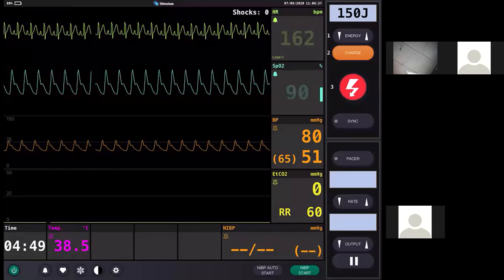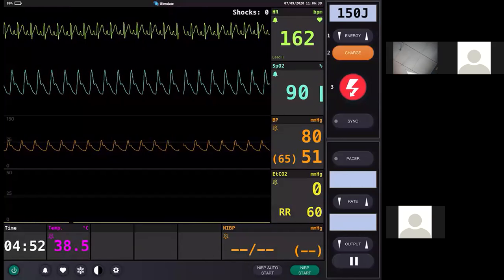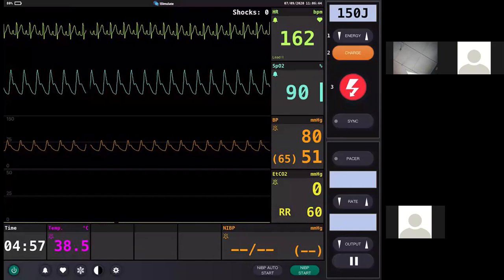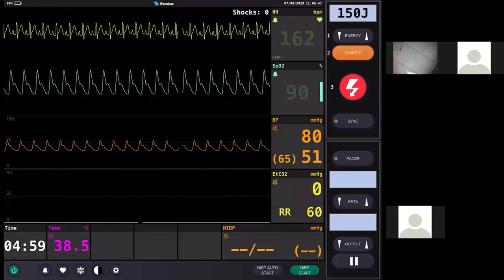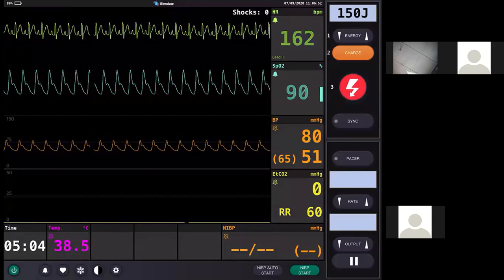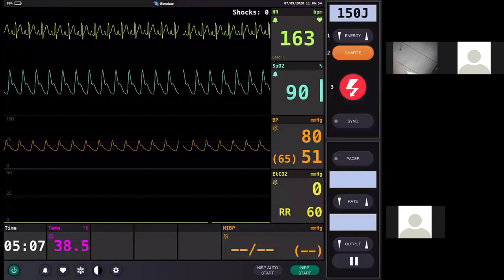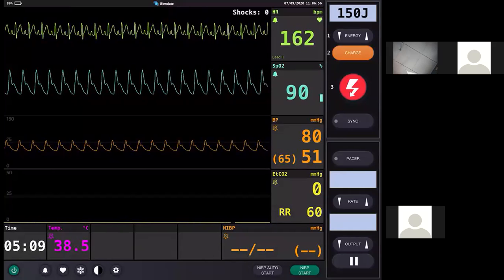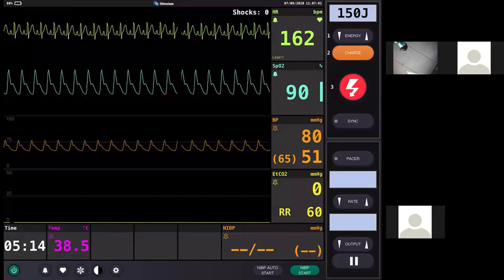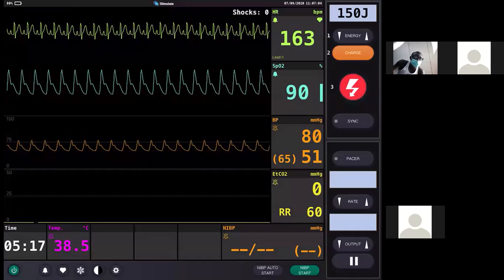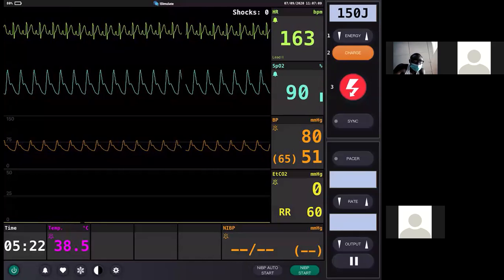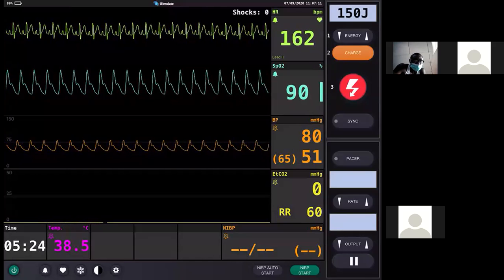You are monitoring the child now, and the rhythm that is shown on the monitor is the child's current rhythm. Before we go into discussion, I'm going to tell you one or two things. You can see the pulse, 162. You can see the pulse oximetry, 90%. And you can see the blood pressure, intra-arterial blood pressure, 80/51.